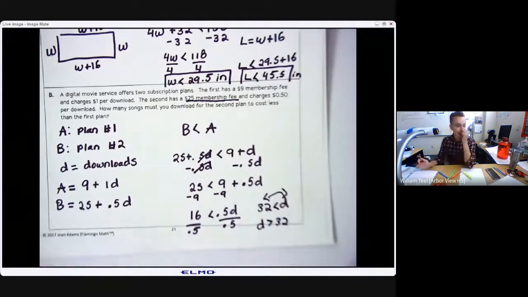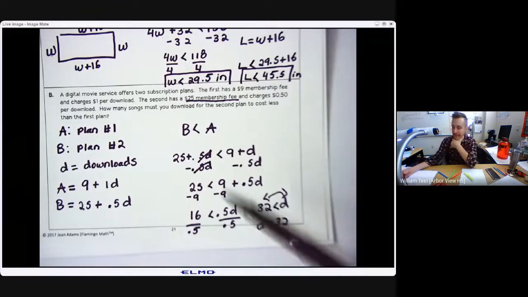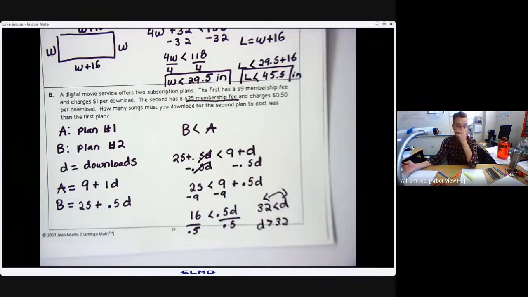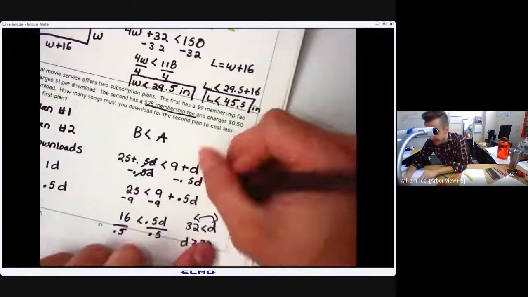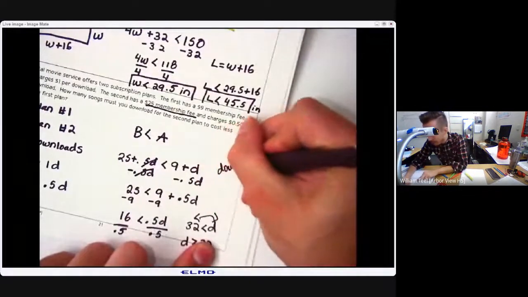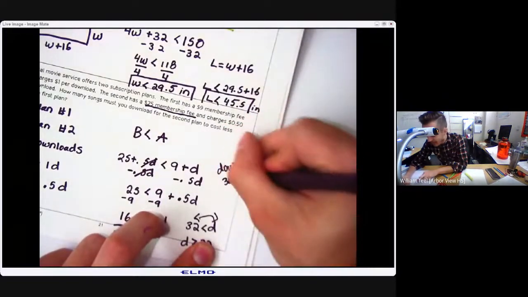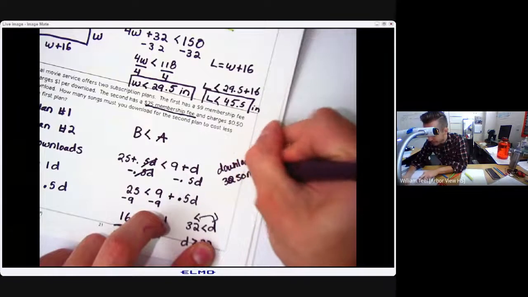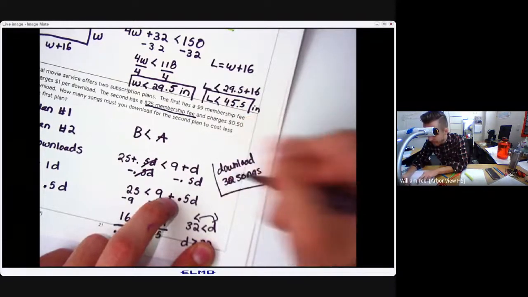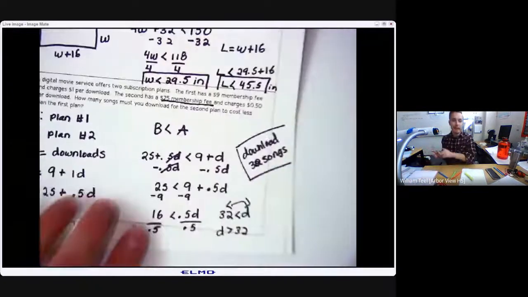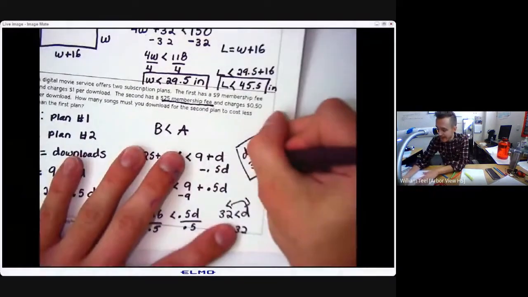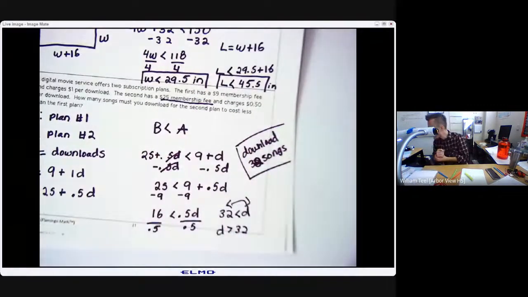So that means I have to download more than 32 songs in order for plan B to be less than plan A. So in order for that to be true, I have to download 32 songs. Okay? So that's what we're looking at here. We have to download more than 32 songs in order for plan B to be less than plan A.